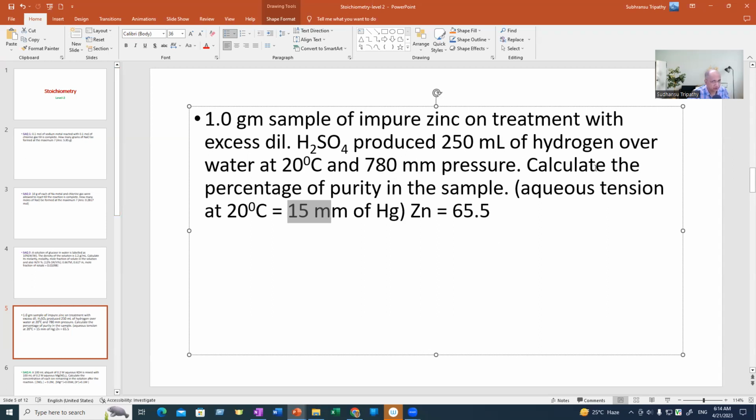hydrogen. Then I told you, who can remind me how to convert a gas volume from a different temperature and pressure to the STP condition?